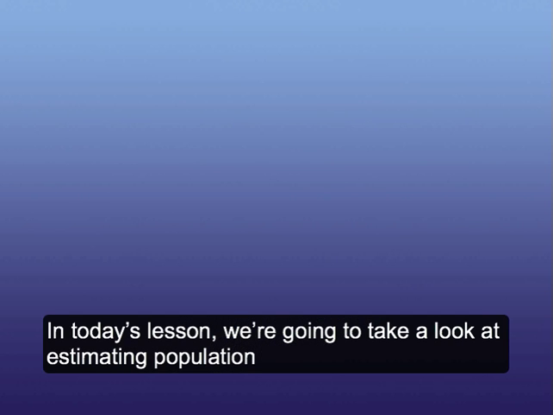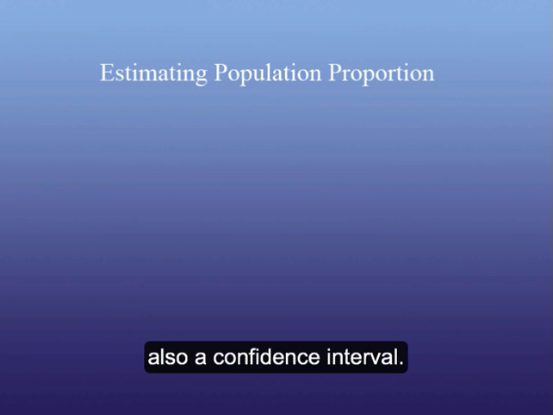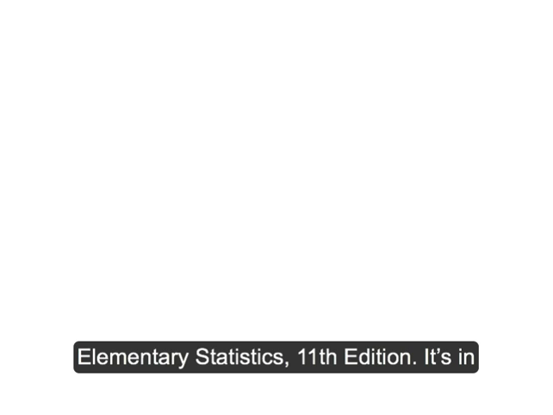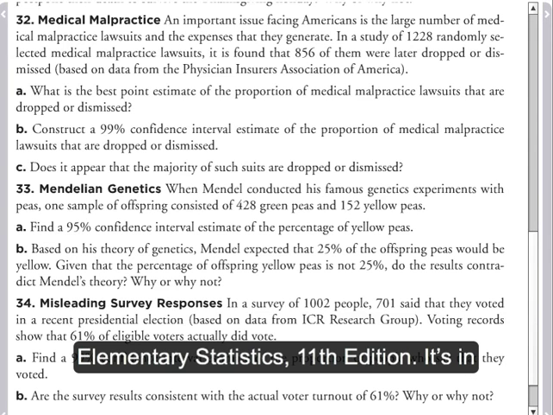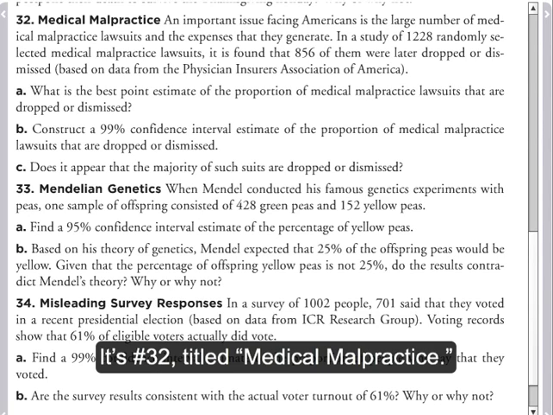In today's lesson we're going to take a look at estimating population proportion, and we're going to do it using point estimates and also a confidence interval. The problem we're going to take a look at is from Mario Triola's Elementary Statistics, 11th edition, section 7.2, page 341, number 32, titled Medical Malpractice.